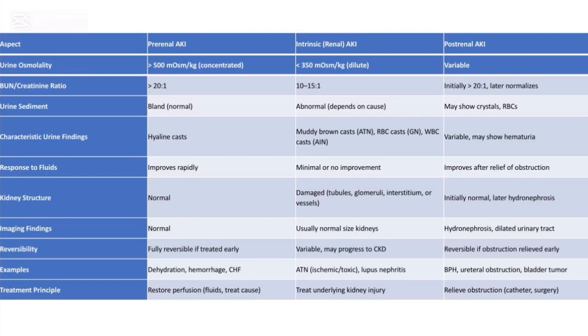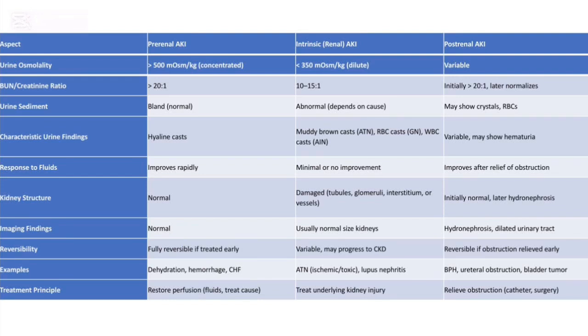BUN to creatinine ratio. In prerenal AKI, the ratio is elevated, greater than 20:1. This occurs because urea is passively reabsorbed along with water, while creatinine is not, leading to disproportionate retention of urea. In intrinsic AKI, the ratio is typically normal, 10 to 15:1, because tubular damage impairs urea reabsorption. In postrenal AKI, the ratio may initially be elevated similar to prerenal due to reduced flow, but later normalizes as tubular damage develops.